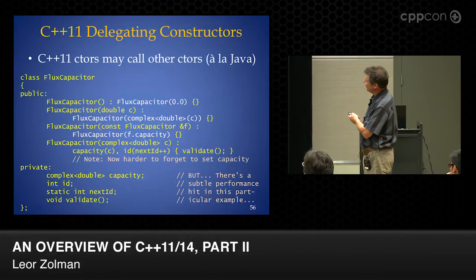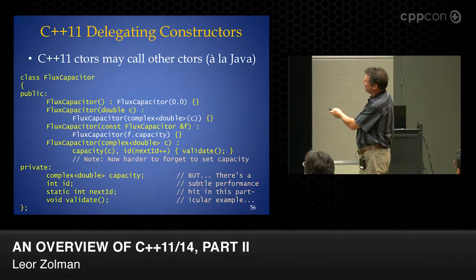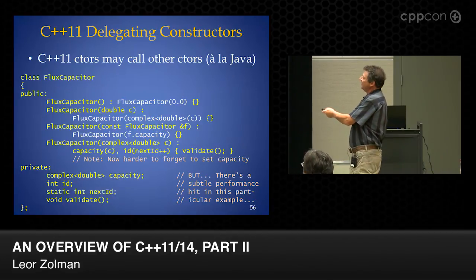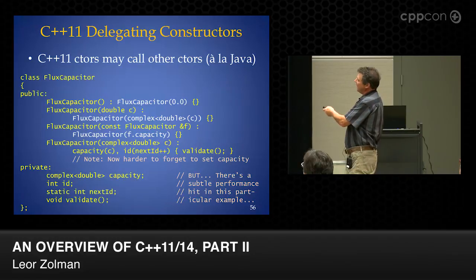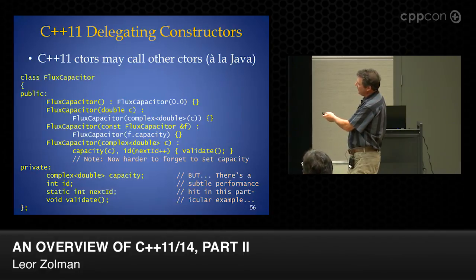So the default constructor actually doesn't have to do anything else because it defers to the one that takes a double. So the default constructor will call this one. The constructor that takes a double will defer to the one that takes a complex. So either way, for both of these, you end up down here. The copy constructor is going to read the capacity out of F and then invoke this constructor to do that as well. So there's very little duplication of effort.